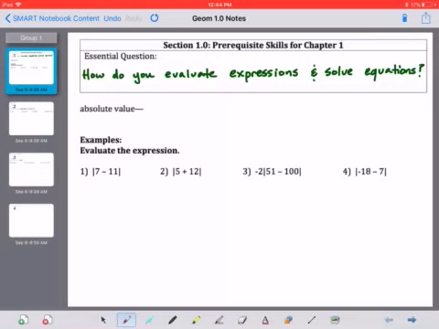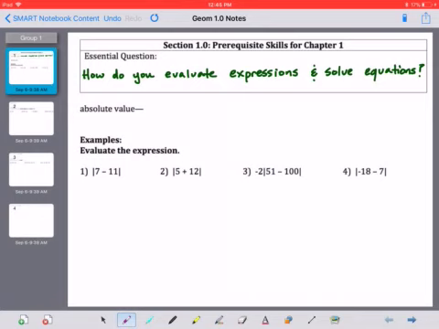So before we actually get into Chapter 1, we are going to learn some prerequisite skills. The question that we're going to answer in today's lesson is, how do we evaluate expressions and solve equations? First we're going to evaluate some expressions involving absolute value.